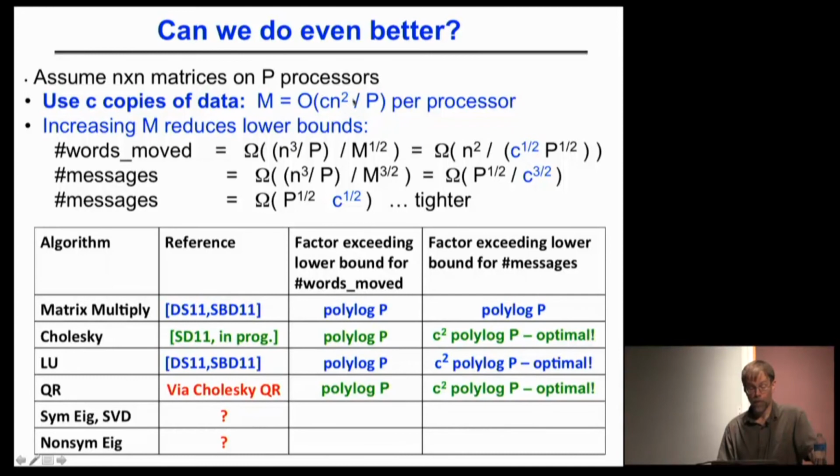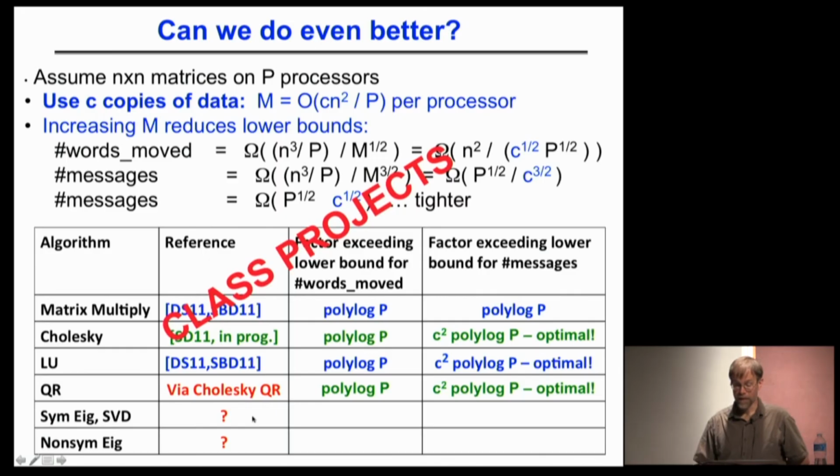If you use more copies, the bandwidth goes down, but the latency has to go up. In fact, what the theorem says is that no matter how you organize it, the product of the number of words moved and the number of messages has to be at least n squared. So if one goes down, the other has to go up. And so we do have algorithms that attain this. And we think we probably have algorithms for these, but again, that's work in progress. And so there's lots of class projects.